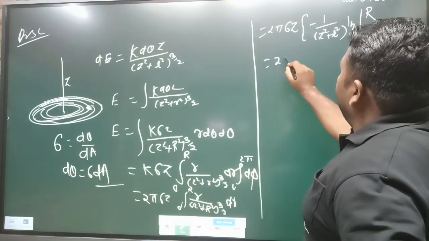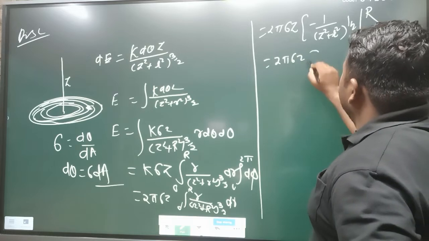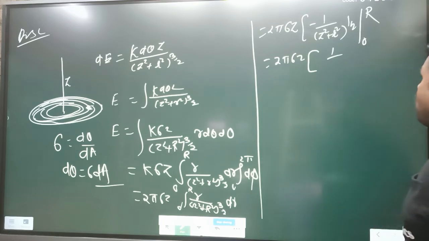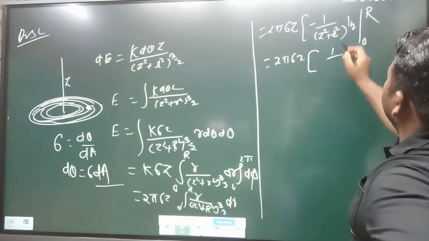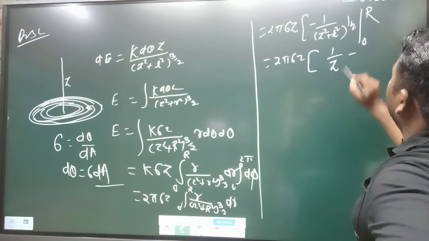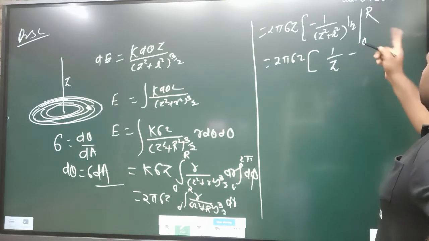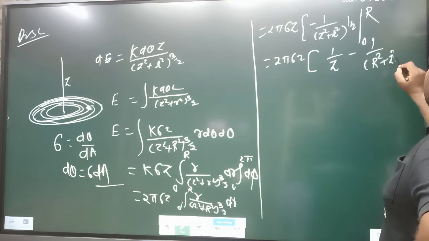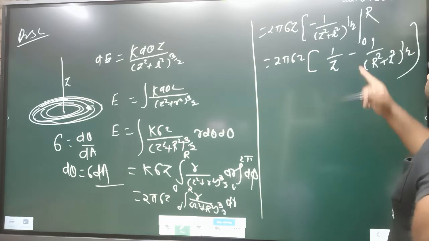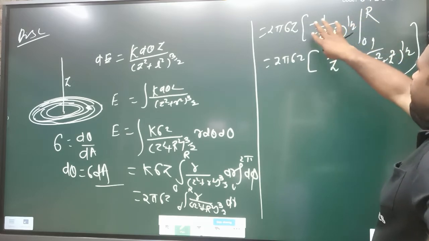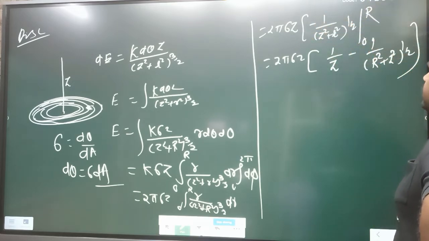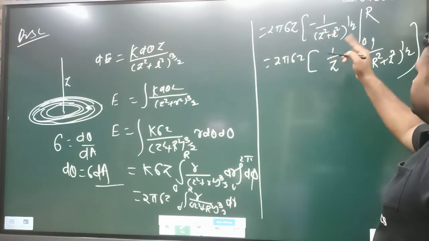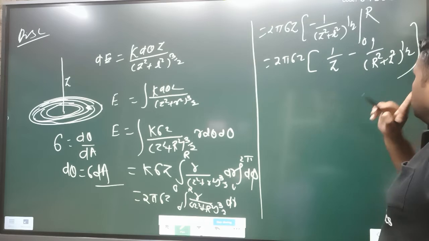Higher limit: 2 pi sigma z, 1 upon z, minus 1 upon r square plus z square bracket to the power 1 by 2. Interchange the limit, so minus becomes plus, limit r to 0. We can substitute r equal to 0, simply z square. Square gets cancelled.